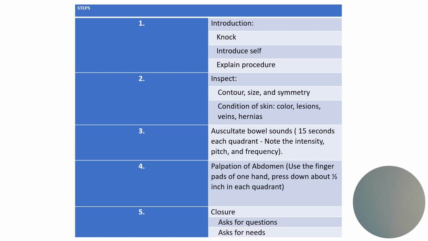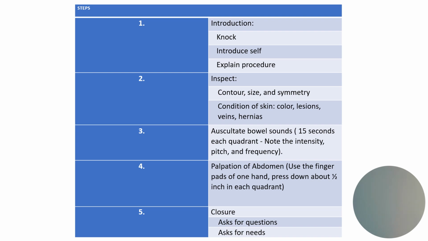Now, I want to be sure and stress that you need to auscultate prior to palpation. If you palpate first, you can actually change abdominal sounds. So always auscultate first. You're going to put one finger or one hand on top of the other, and you're going to gently push down approximately half an inch, and you're going to kind of roll your hand across the abdomen. You want to always determine, are they having pain?